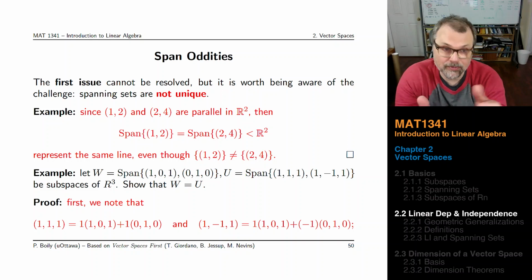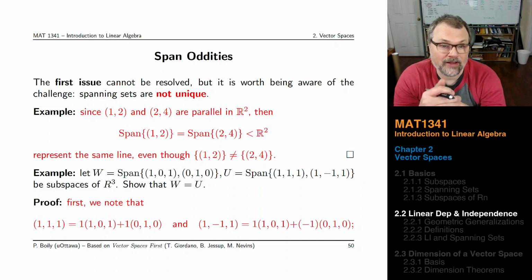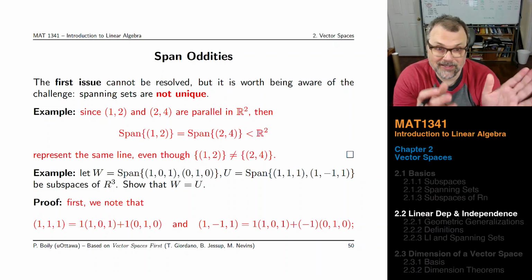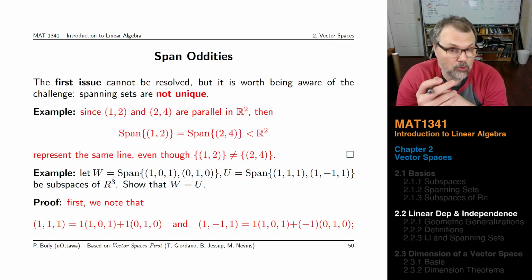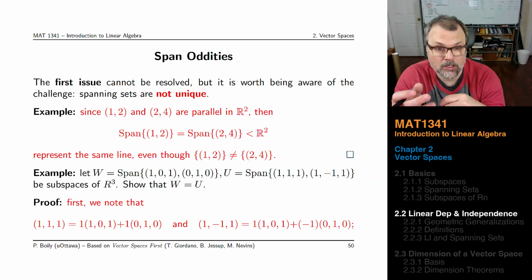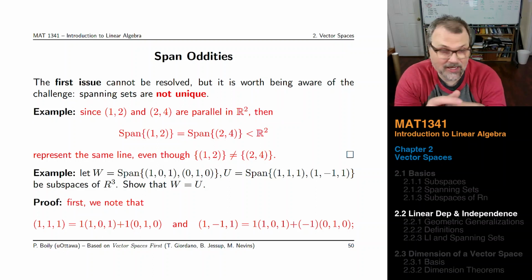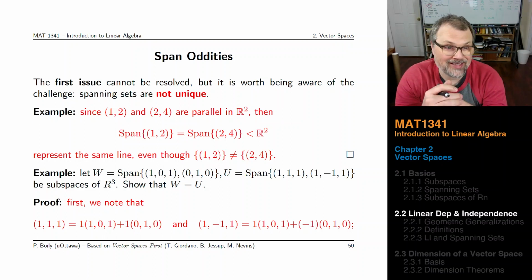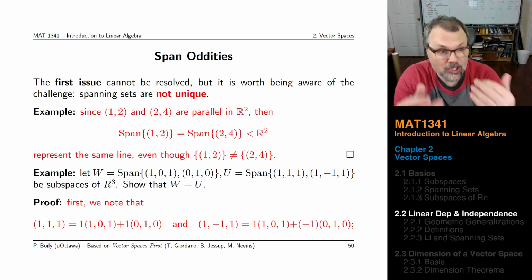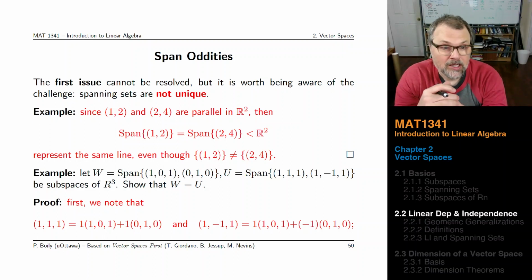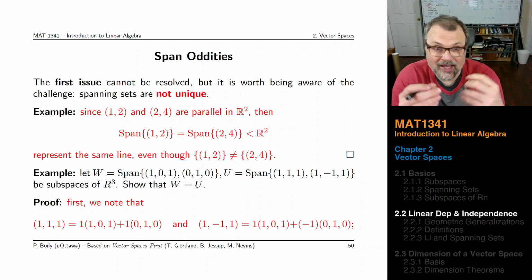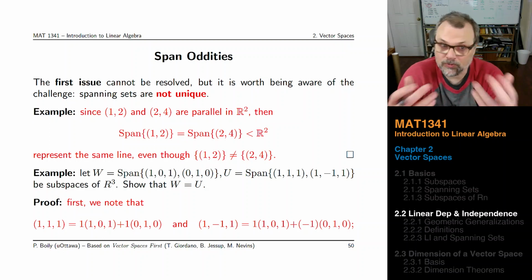There's another example here. If I look at the vectors (1, 0, 1) and (0, 1, 0), that's one spanning set. If I look at the vectors (1, 1, 1) and (1, -1, 1), that's another spanning set. Both of these spanning sets span subspaces of R3 because each of the vectors is in R3. Is it clear, though, that they actually span the same subspace? How would you prove that?